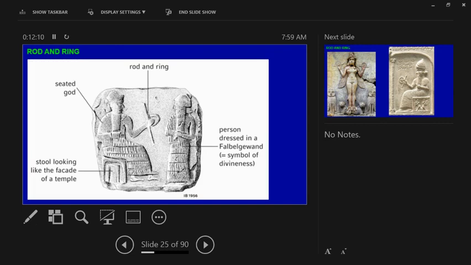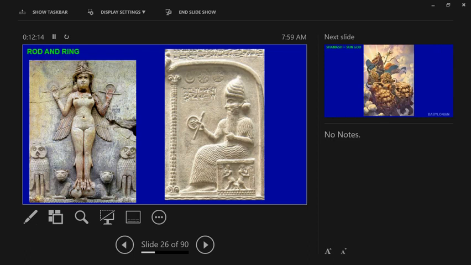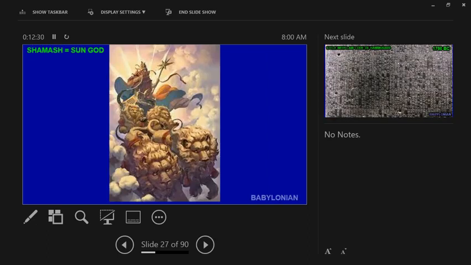And this image of the rod and ring pops up all over Mesopotamian art. All right, we have this goddess right here, and she is holding rods and rings. We have other images showing rods and rings. But back to the stele of Hammurabi, that god right there is Shamash, the sun god.